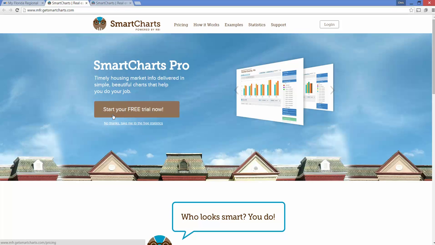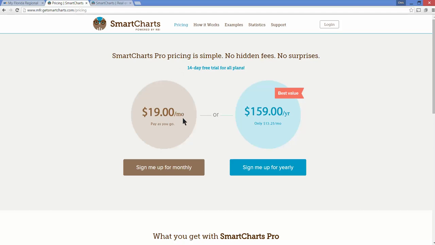You are currently offered a 14-day free trial to try Smart Charts, see if this product works for you. If you like it, then you can purchase a subscription. Pricing runs either $19 a month if you would like to pay as you go, or you can pay upfront $159 for the entire year, which comes down to about $13.25 per month.